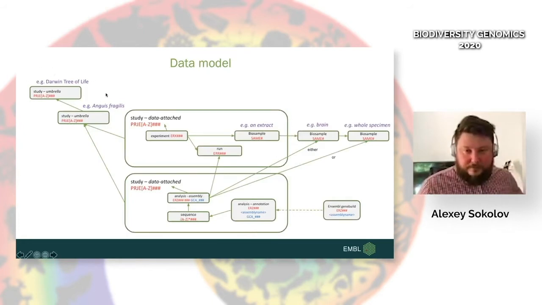So again, we have first one major study, the umbrella study for Darwin Tree of Life, then a study for every species, and then for every species we'll have data attached studies with experiments that will be connected to BioSamples. So this is metadata about the samples itself. Also, experiments will be connected to runs, so with links to the actual files. And runs will be connected to secondary analysis, including assembled sequences and annotation analysis created by Ensembl.